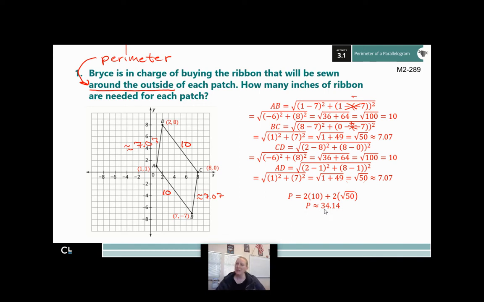Probably not. Maybe a little extra is not a bad thing. So Bryce went ahead and rounded up, and we're going to say that Bryce needs at least 35 inches of ribbon for each patch. That would make a lot more sense. And actually, depending on how many patches there are, it's probably going to need more than that, right? Just saying. I don't know how many patches are in the quilt.